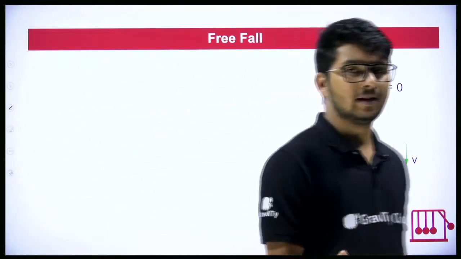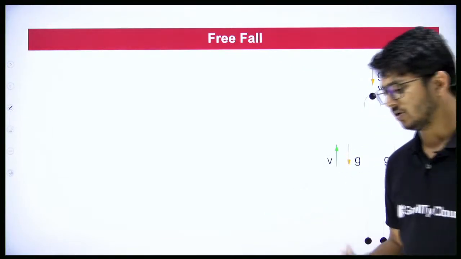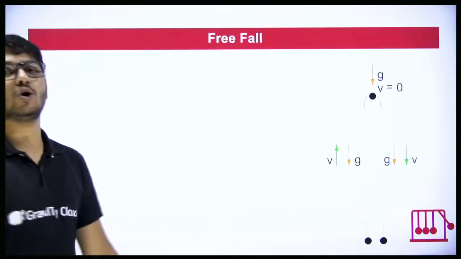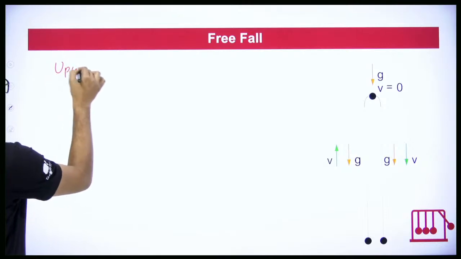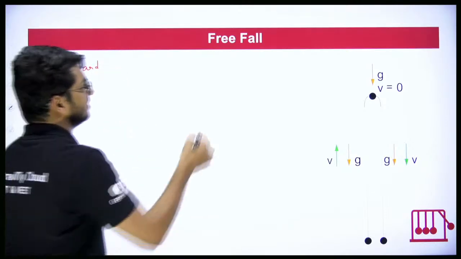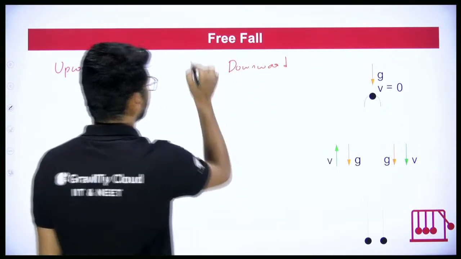Now, in free fall, we'll have two cases. One, the ball going up and the ball coming down. So we'll go into individual cases. But let's first go into a simple case. If a ball is thrown upwards, you can clearly distinguish them. One is the upward journey and the other is the downward journey, or upward motion or downward motion.